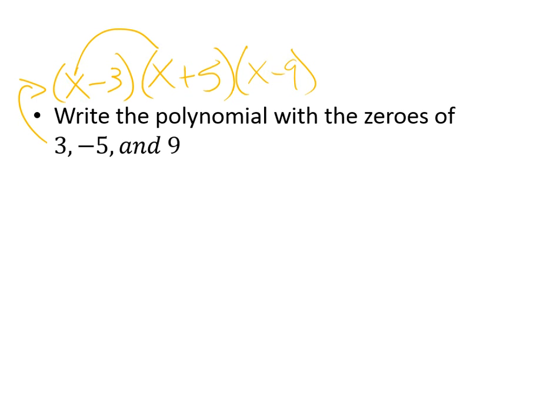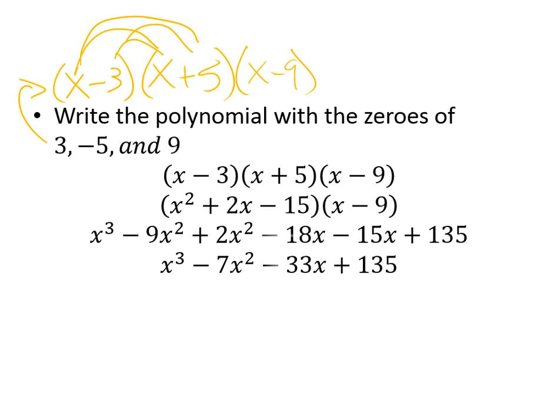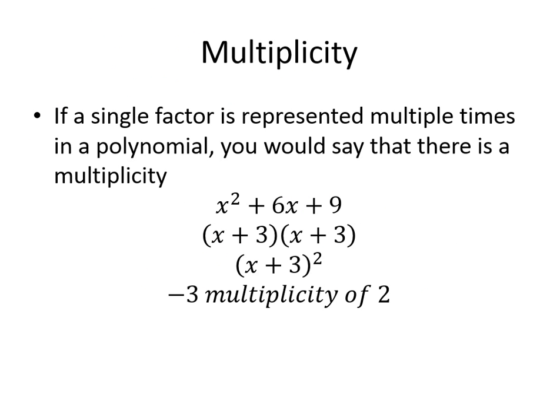So x times x, x squared, x times 5, 5x, -3 times x, -3x, -3 times -5, 15, combine like terms, and everything. So as you see, we combine, we get this, and then we multiply x minus 9 into each part. And then you simplify it down. And this right here has the zeros of 3, -5, and 9. So if we were to plug a 3, a -5, or a 9 into this function, it would come up as 0. Okay, and you can go and check that on your own.